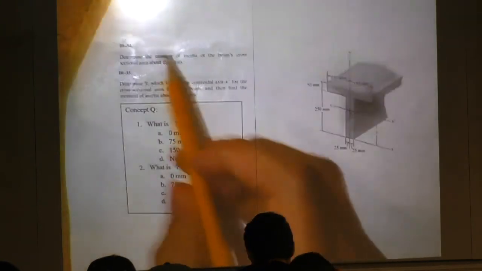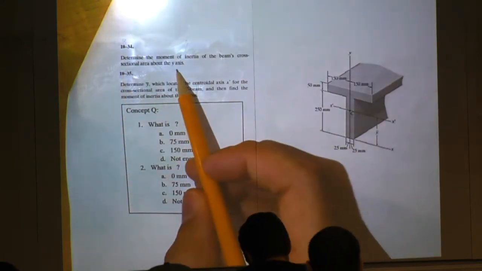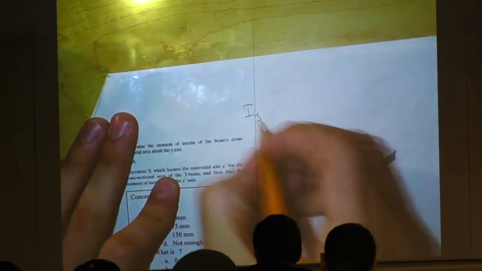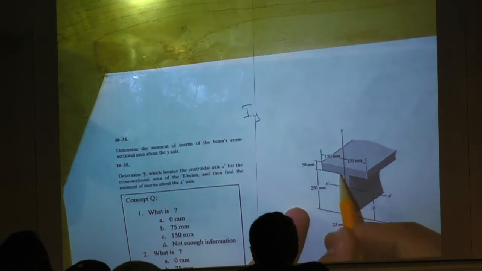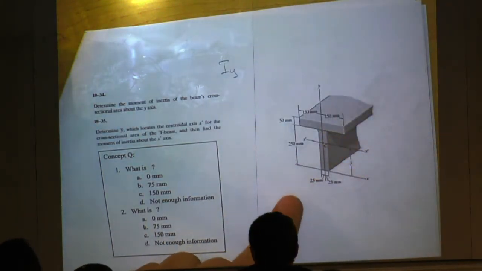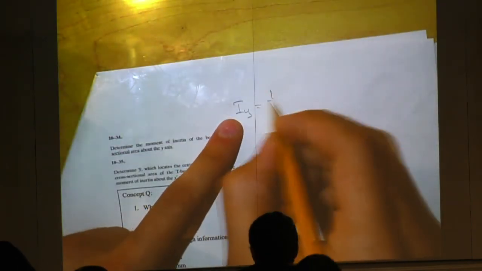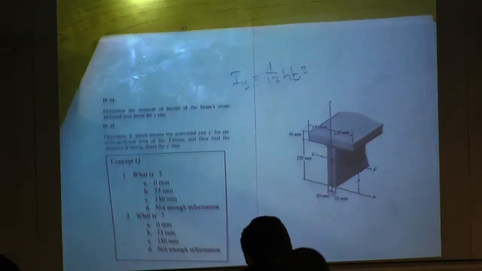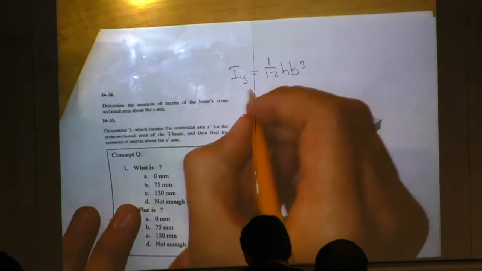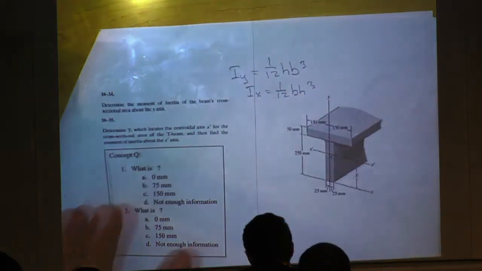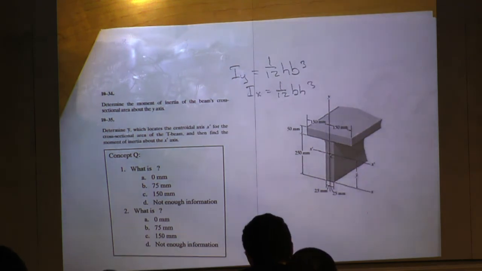It says determine the moment of inertia of the beam's cross-sectional area about the y-axis. All right, so we have our equations. Our I_y, and right here we have one type of shape: two rectangles. So I_y for rectangles is 1/12 height times base cubed. You can memorize that, it's easy, you're just switching the bases and the heights. But like I said, that should be given to you.